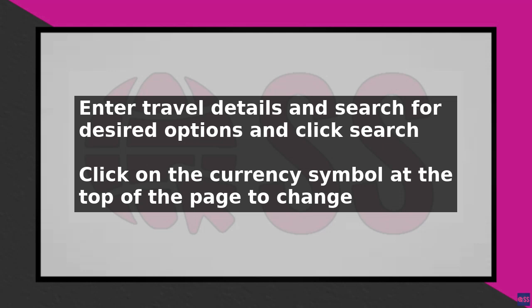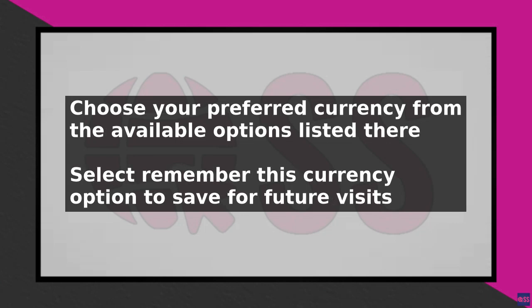In the middle of the screen, there's a search bar where you can look for flights, hotels, or car rentals. To change the currency, enter your travel details and search for your desired options. Then click on the search button.